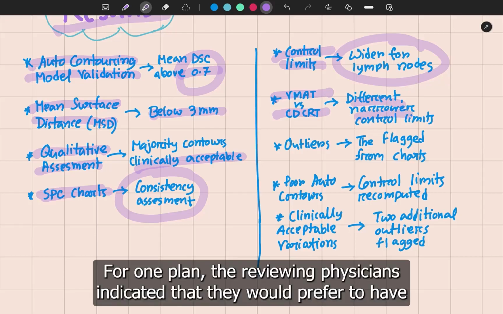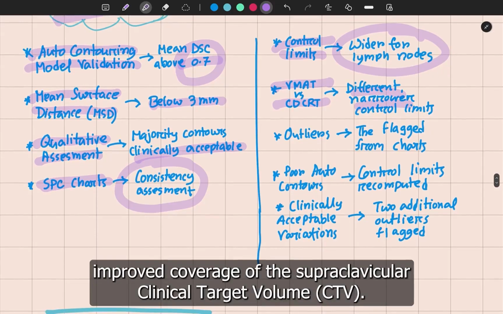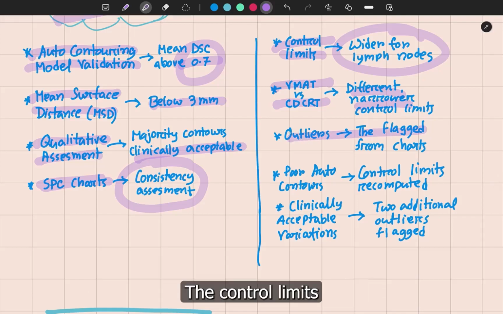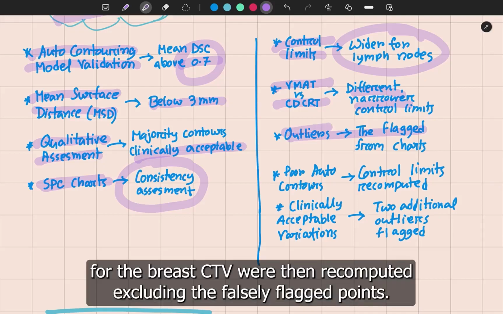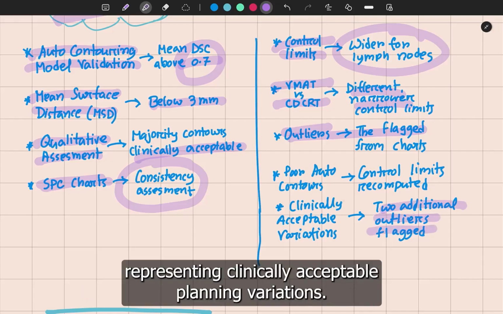For one plan, the reviewing physicians indicated that they would prefer to have improved coverage of the supraclavicular clinical target volume. The other outliers were poor autocontours. The control limits for breast CTV were then recomputed excluding the falsely flagged points. Two additional outliers were flagged, both representing clinically acceptable planning variation.